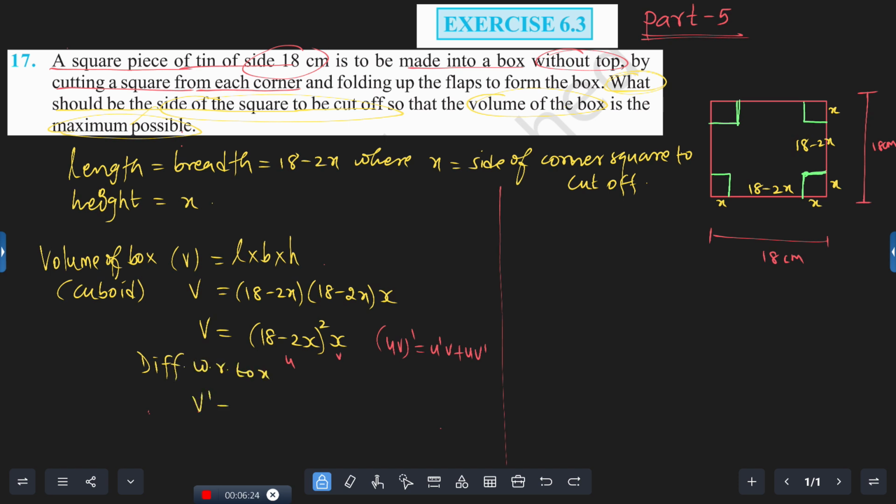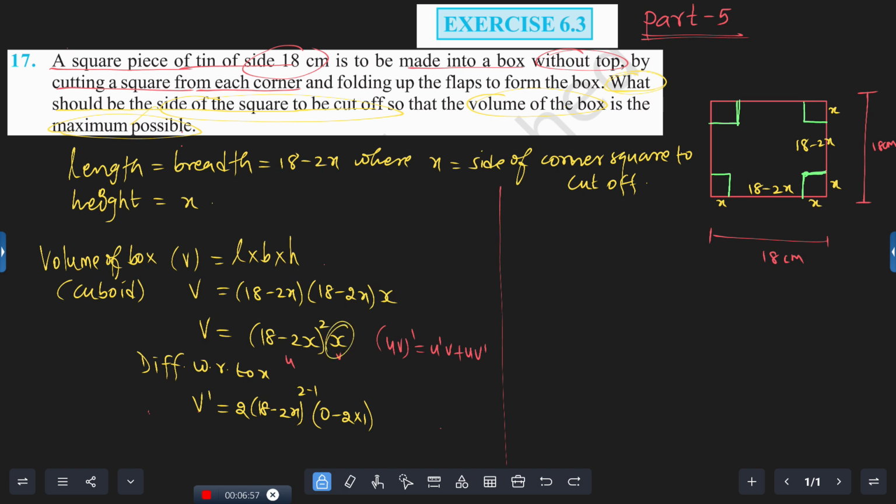First, U dash V. U dash: this is 18 minus 2x whole square, so 2 into 18 minus 2x, square minus 1 means 2 minus 1. Later we have to differentiate inside also: 18 derivative 0, minus 2 into x derivative 1, means 2 into 1. That is fully U dash. Next into V.